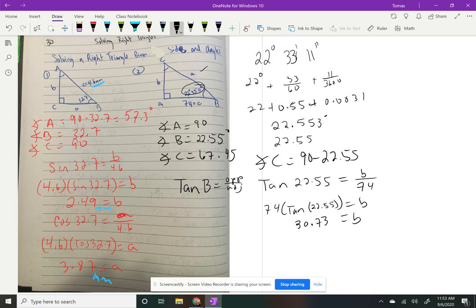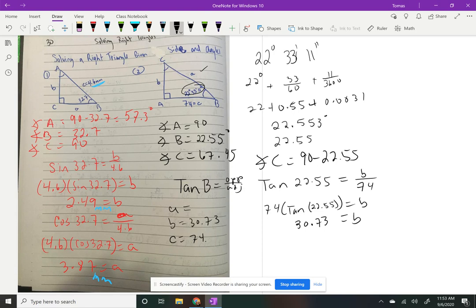Okay, so now we know B. A is still a mystery. B is 30.73. C is 74. Well, now we could just use the Pythagorean theorem, right? We know A squared plus B squared equals C squared, right?